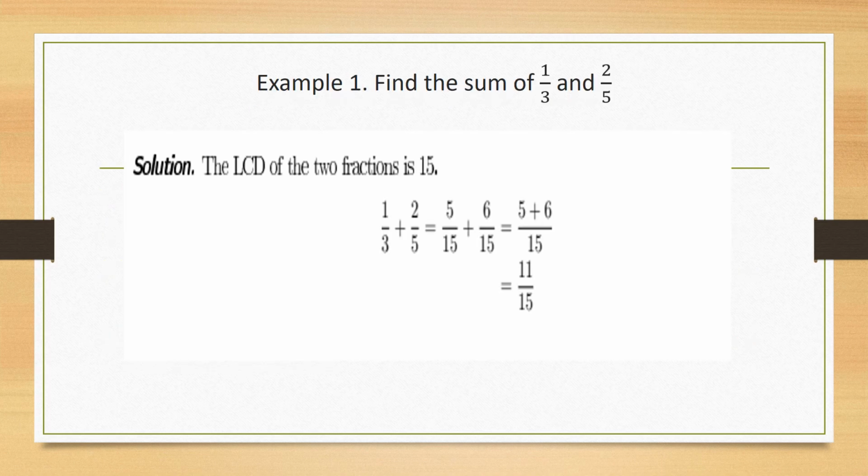Example number 1, find the sum of 1/3 and 2/5. Solution: the LCD of the two fractions is 15. So we have 1/3 plus 2/5 is equal to 5 times 1 is equal to 5 over 15, plus 3 times 2 is equal to 6 over 15. It is equal to 5 plus 6 is equal to 11. Then copy the denominator, which is 15.